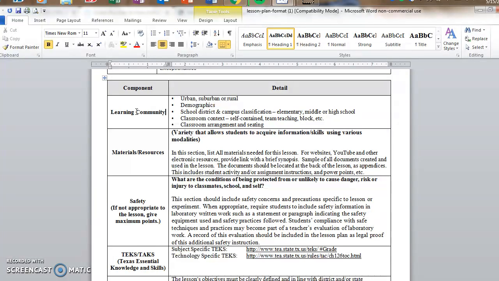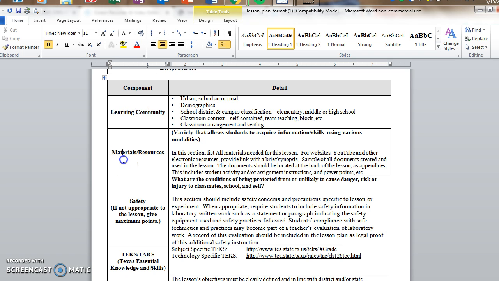Is it a preschool? Classroom context. Is the classroom self-contained, team teaching, or block, etc.? In the classroom arrangement and seating, are the chairs facing forward towards the teacher? How is it set up?